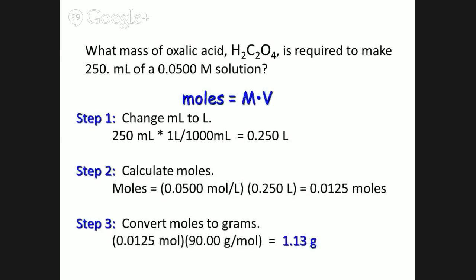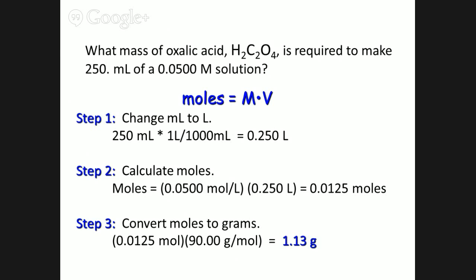Here we're going to go in the opposite direction. We want to find out what mass, how many grams were needed to be dissolved to make a certain concentration, a certain capital M molarity concentration. So we want to know what mass was needed to make 250 milliliters of a 0.05 molar solution.